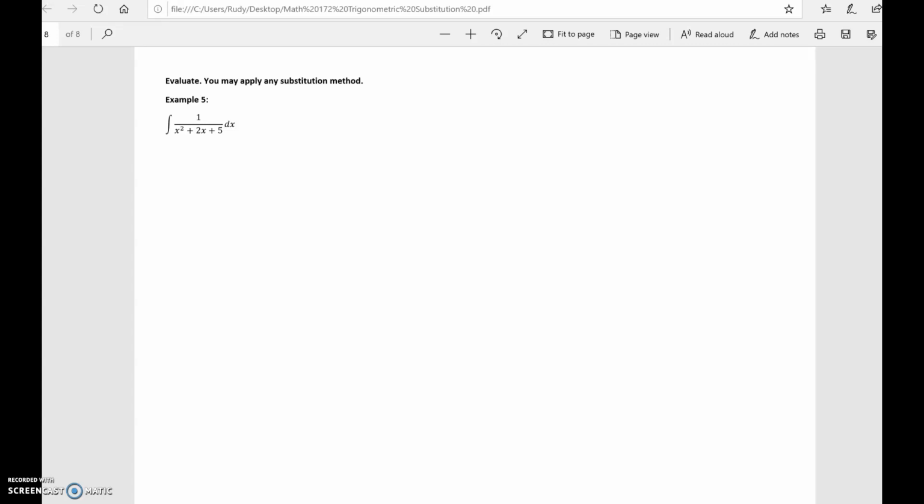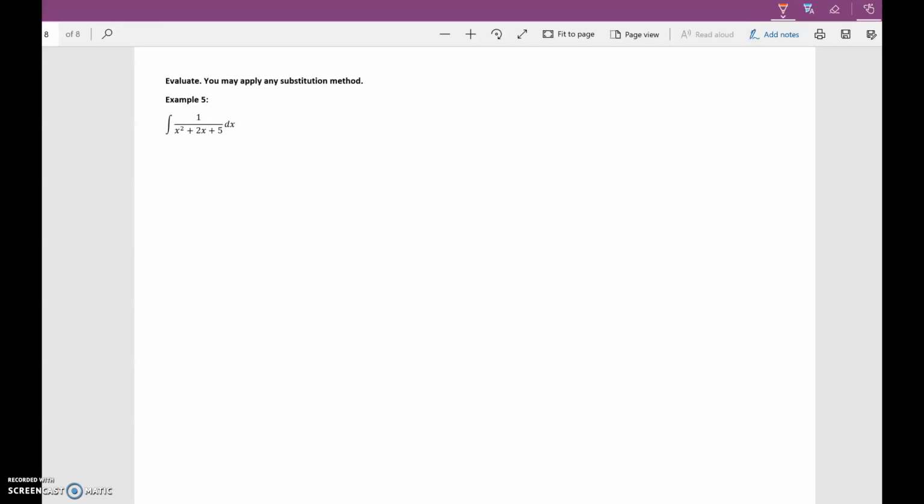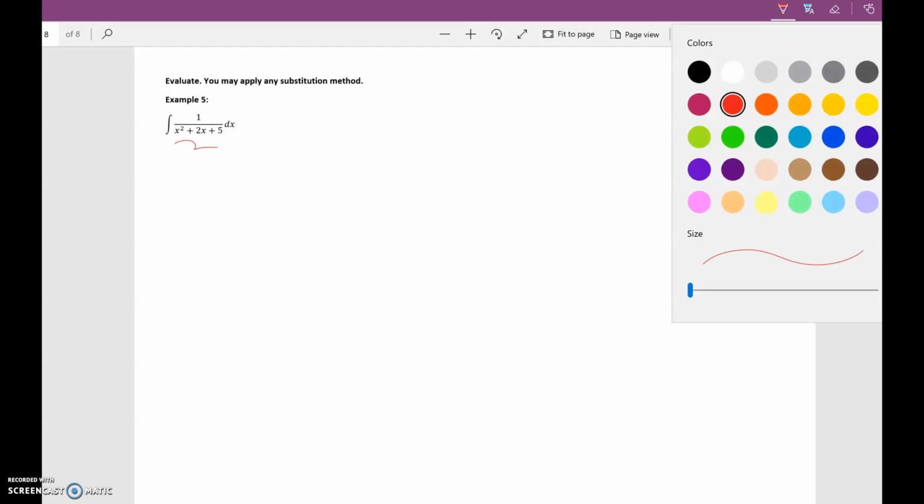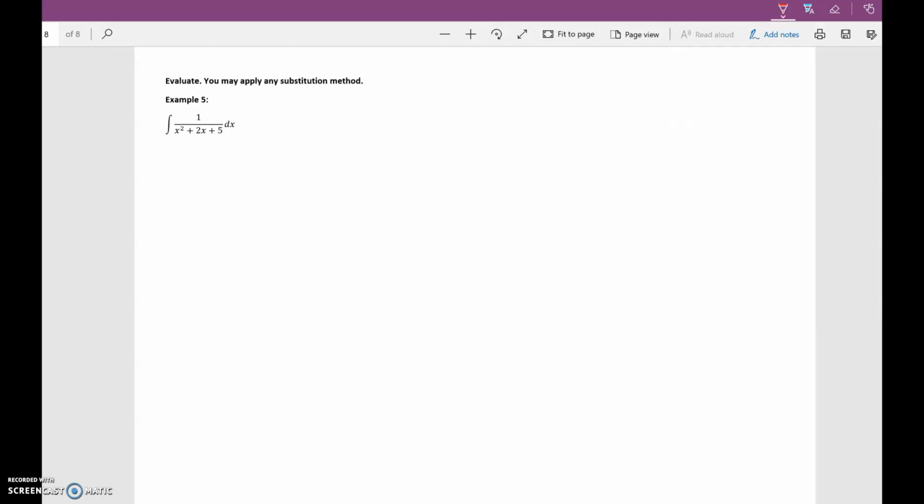In example 5, it's one of those problems that's going to end up with some sort of a tangent inverse or cosine inverse. And the substitution that they're referring to is basically we're looking at the denominator and we're going to try to rewrite the denominator into one of the forms that we recognize. So the actual trick on all of these is to try to complete the square.